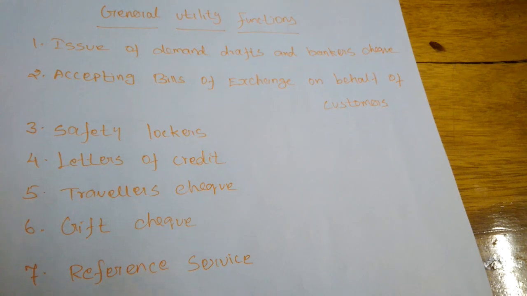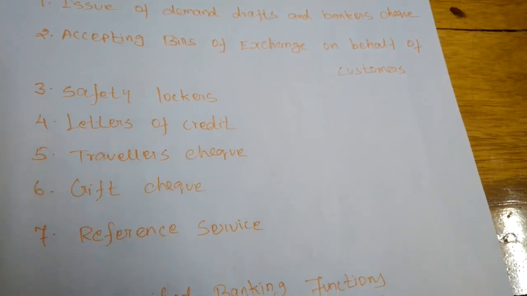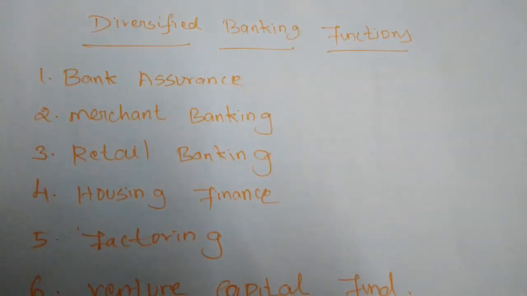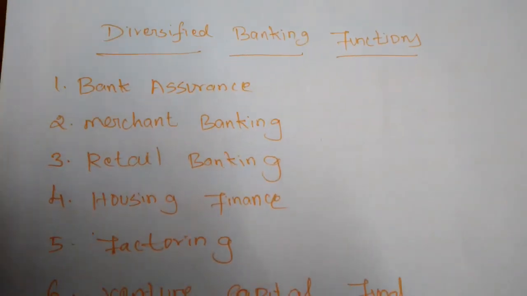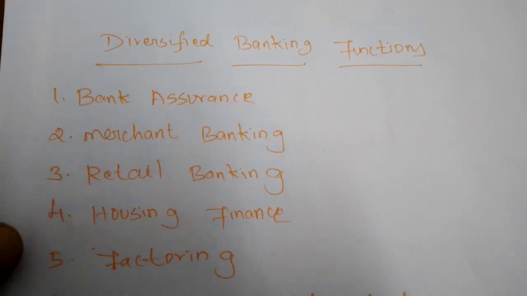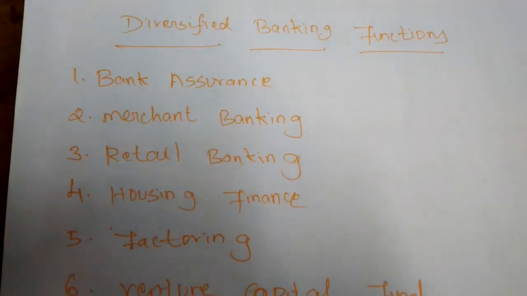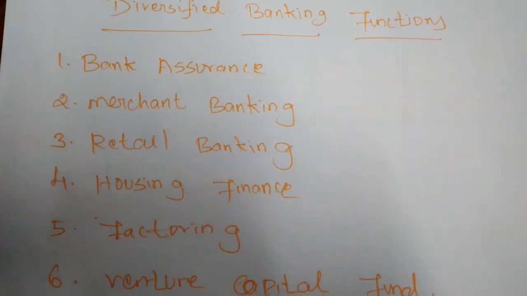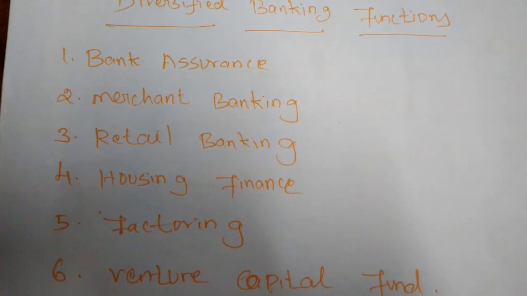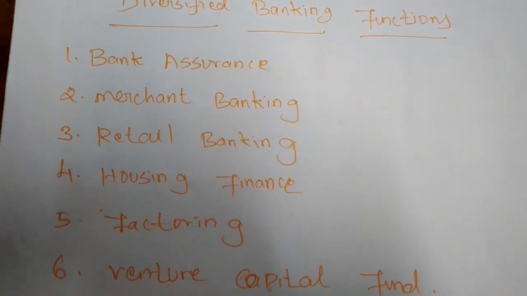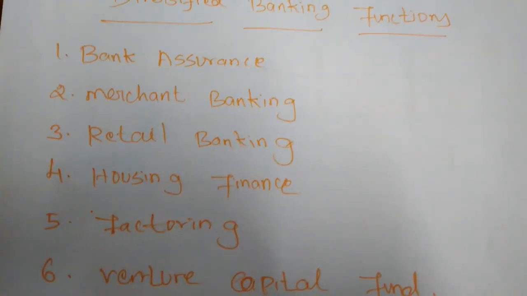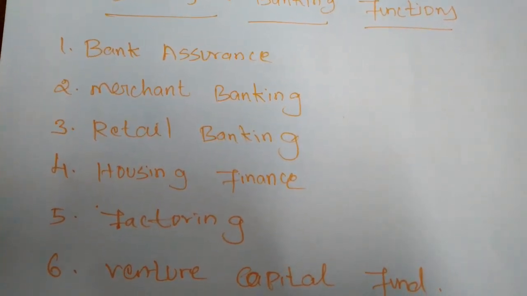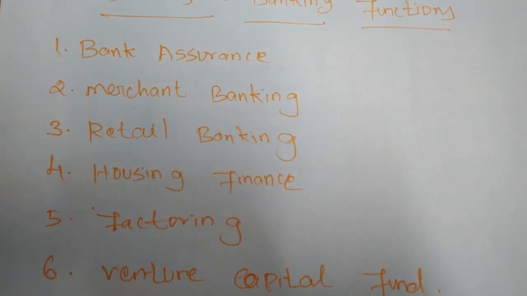So the general utility functions are also provided under the 7 categories. Next, diversified banking functions. Competition in the banking industry has reduced their profits. Therefore, the commercial banks started identifying and offering new and diversified financial services. They are purely other than banking services. Providing all such banking and other financial services is also called universal banking.